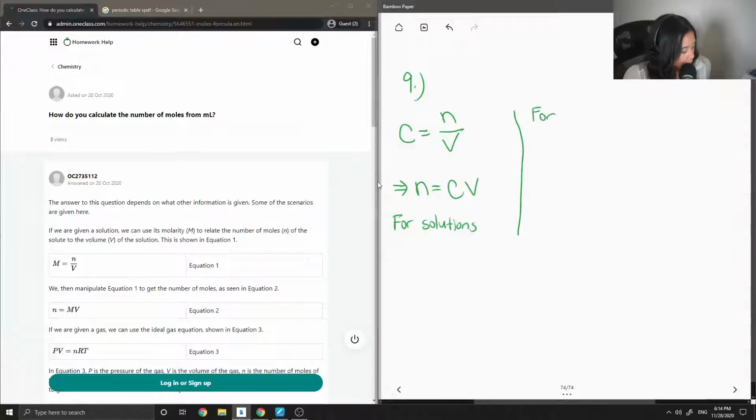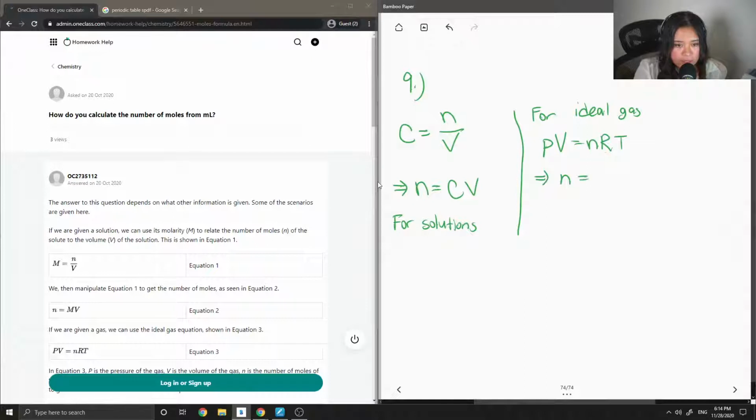If we had an ideal gas and it wasn't a liquid, we can also use the ideal gas formula, which is PV equals nRT. It just depends on what you're given in the question. So P is pressure, V is volume, n is the number of moles, R is the gas constant, and T is temperature. And we can rearrange this to solve for the number of moles. Again, it depends on what you're given, whether you have a solution or an ideal gas.